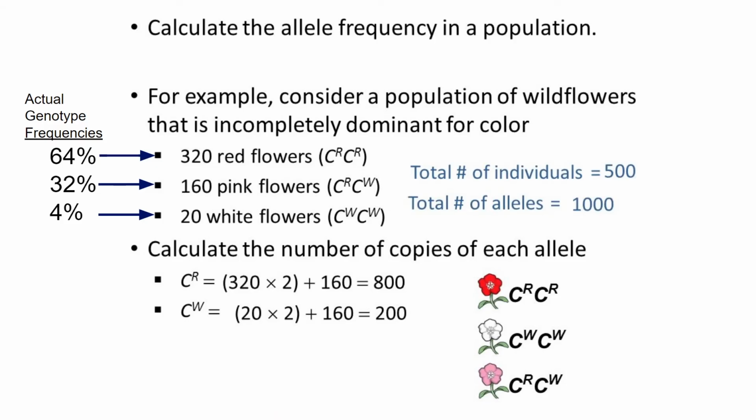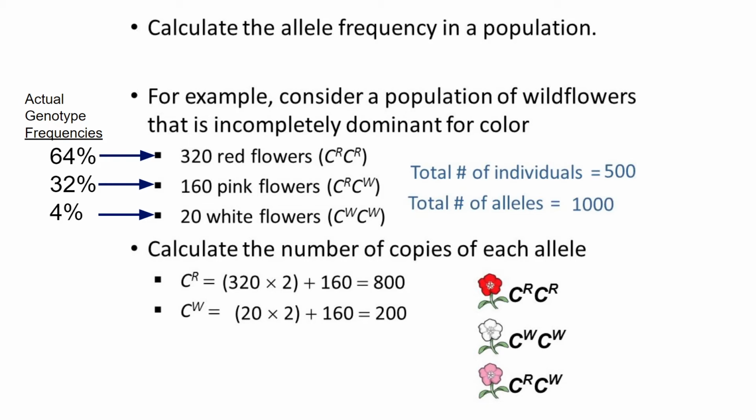If there are 500 individuals in the population, then we can divide each of these phenotypes by the total number to get the frequencies in the population. Because this is a codominant scenario, our phenotypes and our genotypes will match. Dividing the prevalence of each of these phenotypes by 500 gives us the actual genotype frequencies of 64%, 32%, and 4%.